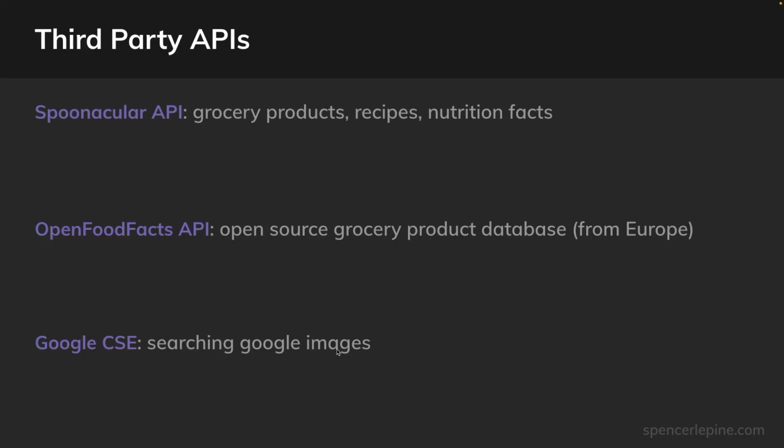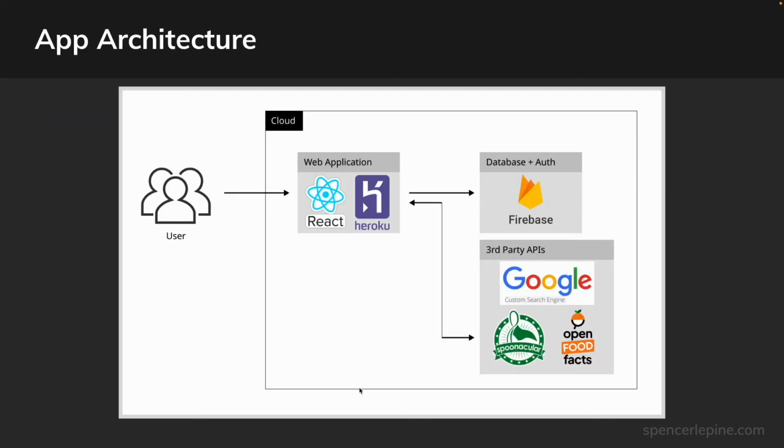Lastly, the last API I used was the Google custom search engine, which allows you to basically do Google image search within the application, and then you can select the photo and go from there without having to open a new tab, download an image. That's just a nuisance. So again, here's the architecture.